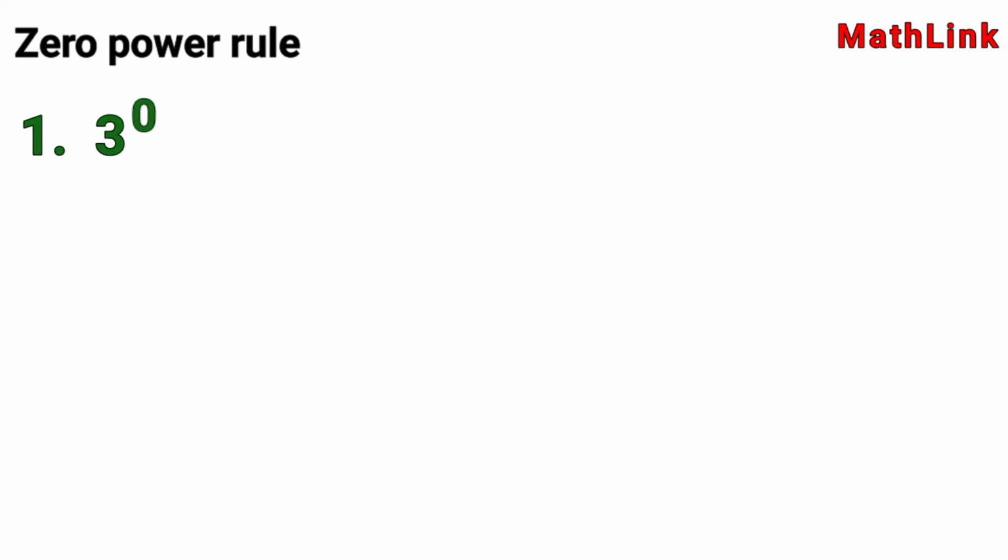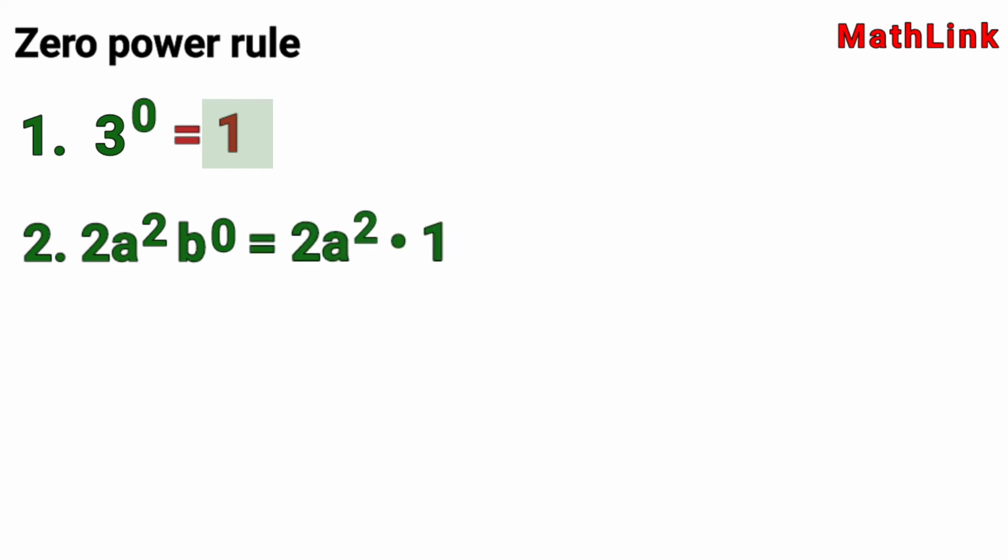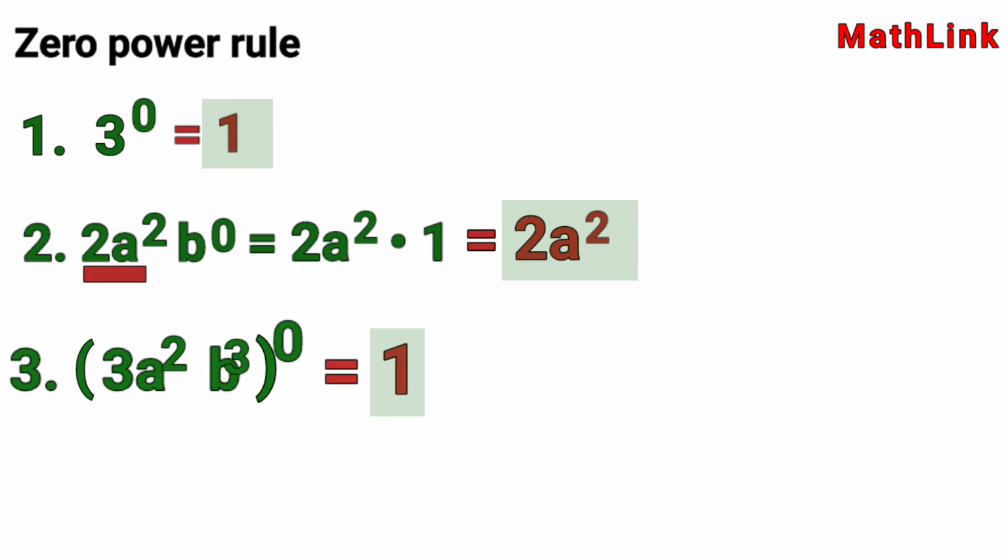Example number 1. 3 raised to 0 is equal to 1. Example number 2. 2a squared b raised to 0 is equal to 2a squared times 1, because b raised to 0 is equal to 1. The final answer is 2a squared. Example number 3. The quantity of 3a squared b cubed raised to 0 is equal to 1.